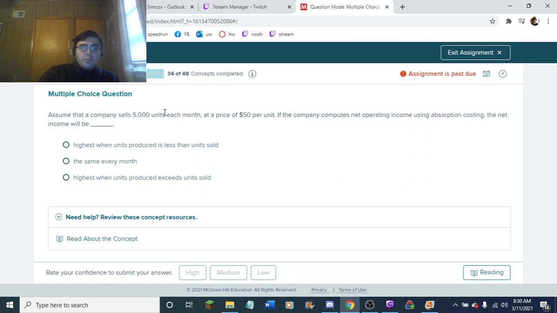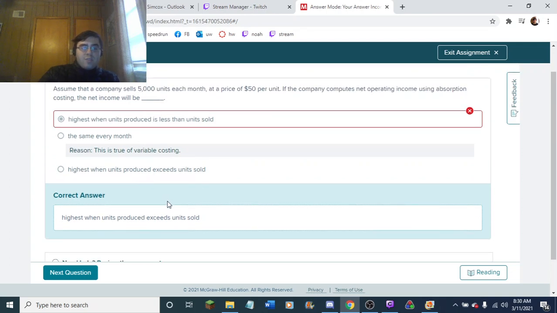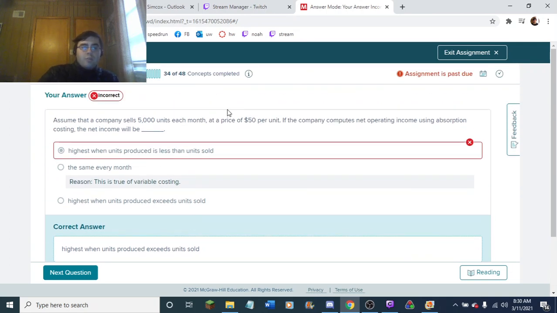Okay. I don't know. It's highest when the units produced exceeds units sold. I don't get this question. Net income is highest when units produced exceeds units sold. If units produced exceeds units sold, that means that it's a high inventory level. So if you have high inventory level, if you use absorption costing, the net income will be highest with a high inventory level.